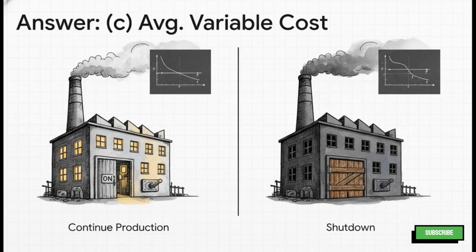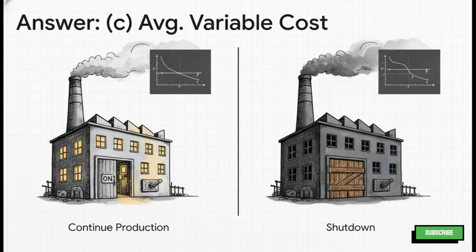This is all about the famous shutdown rule. Think of it like this. Your fixed costs, like the factory rent, are already sunk. Now, as long as your selling price covers the variable cost of making each item, like the raw materials, it makes economic sense to keep producing, even if you're at an overall loss.